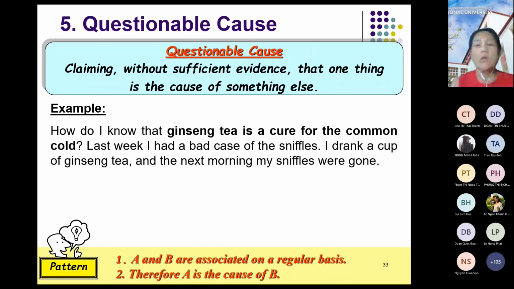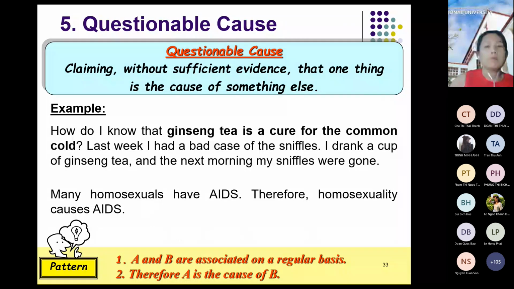Okay, so with this example, or even the other example here, you will see clearly. In this case, the person observed that many homosexuals have AIDS. You know what AIDS means, isn't it? So based on the fact that many homosexual people have AIDS, they conclude, oh, homosexuality causes AIDS. That is in the right format of causal arguments, but that is fallacious, because the person explained the cause of AIDS as homosexuality. And that is wrong, isn't it?